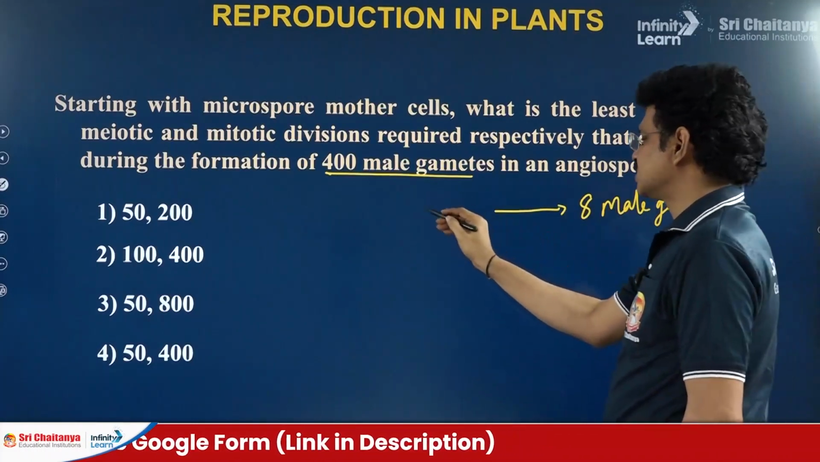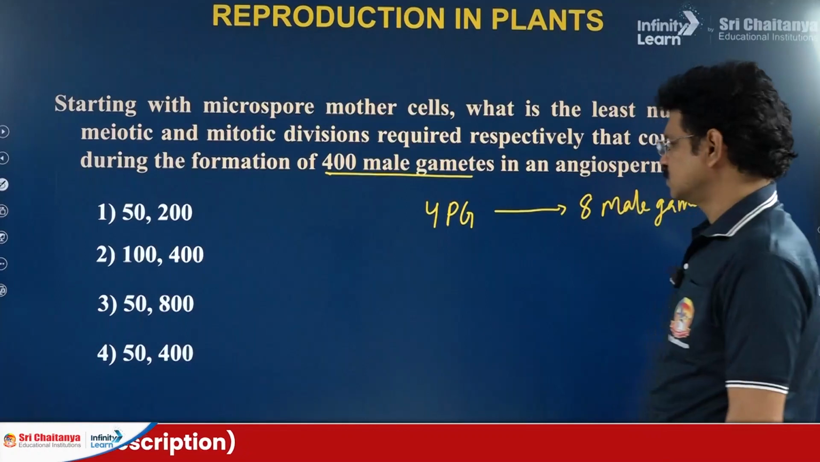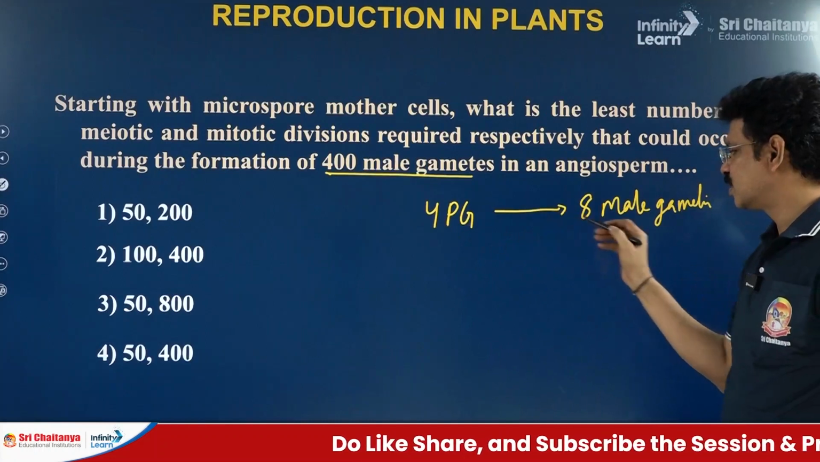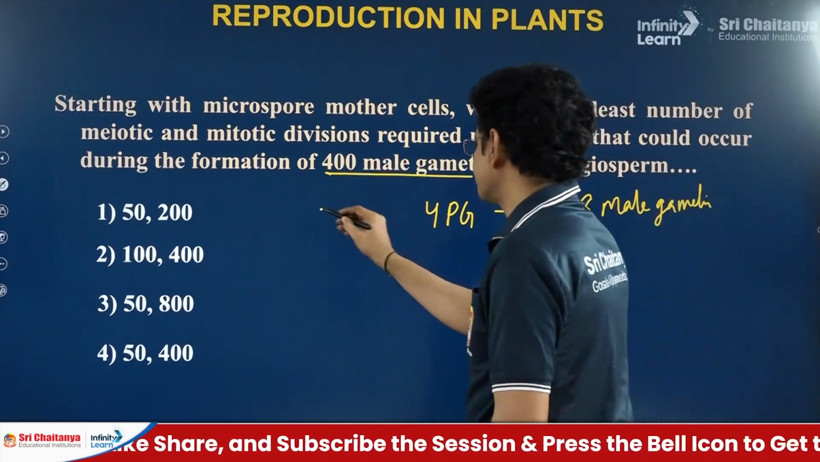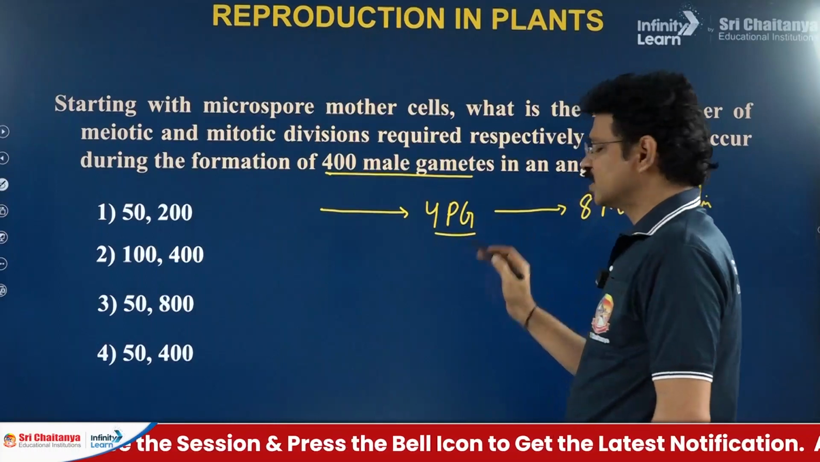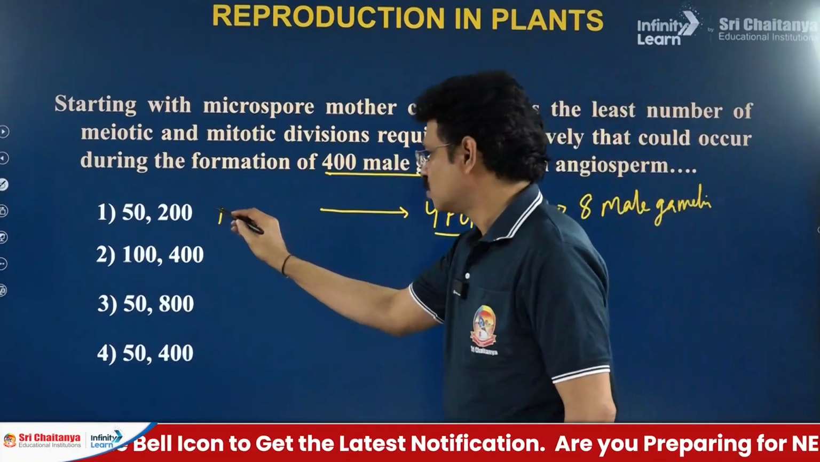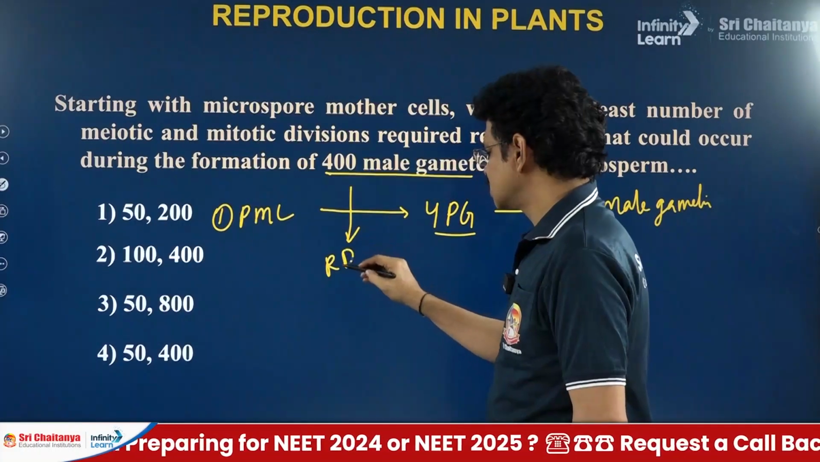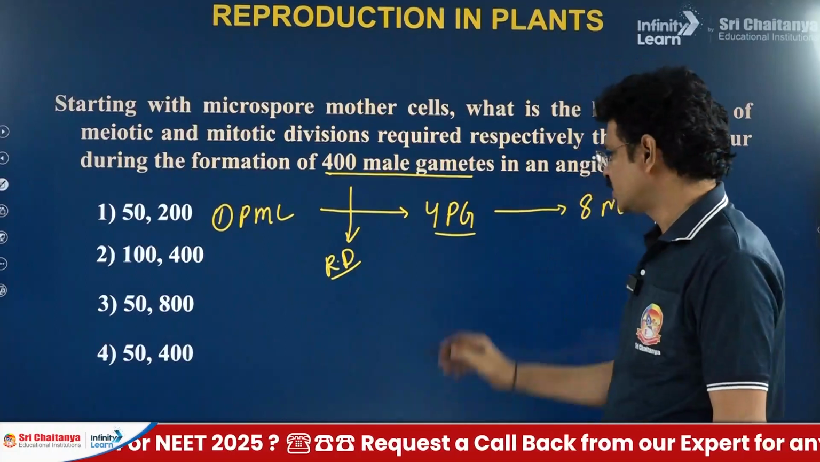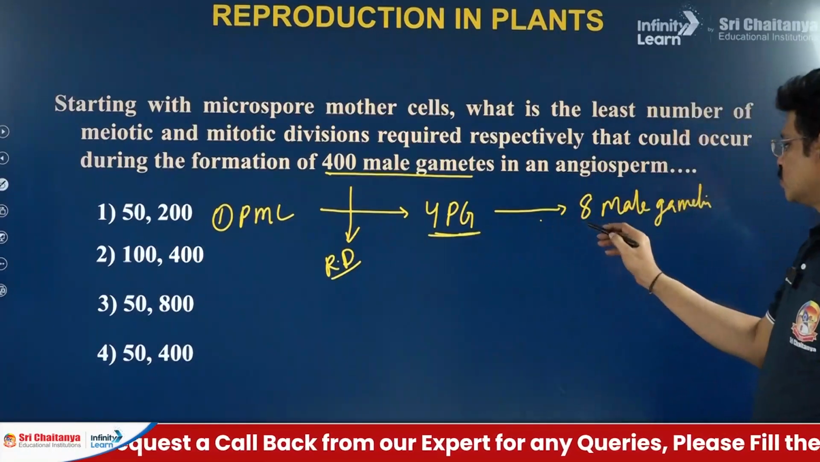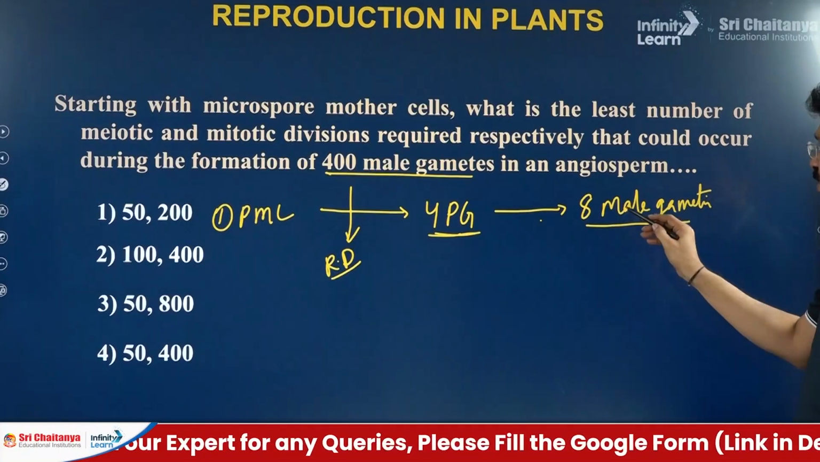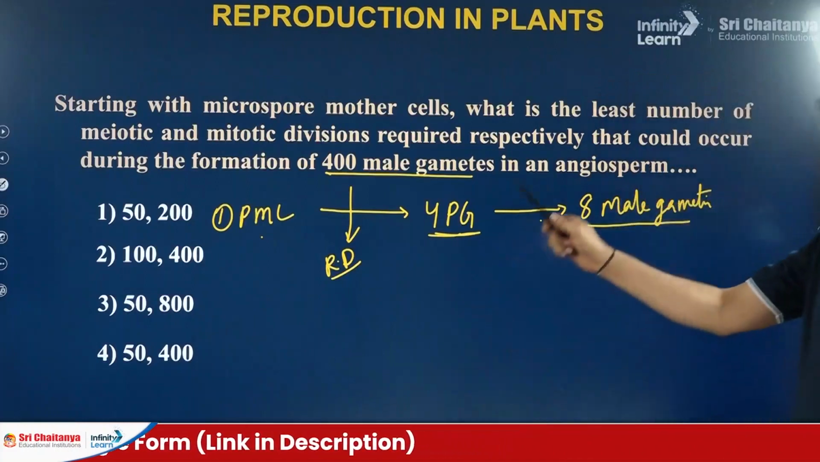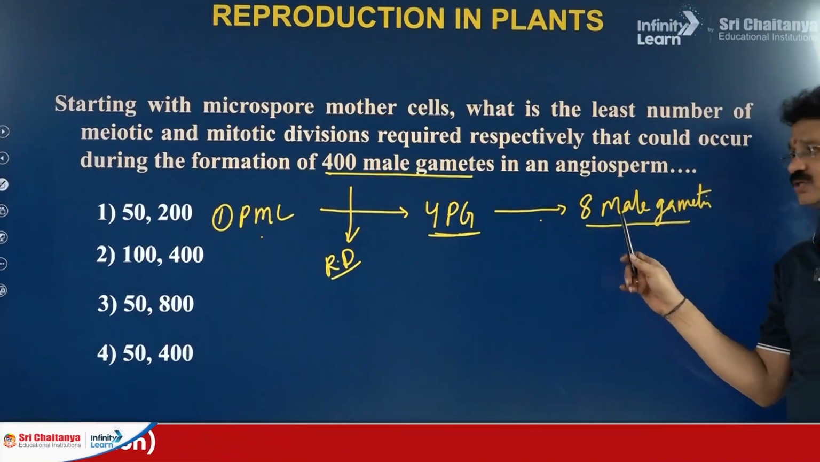How many pollen grains are needed? 4. Each pollen can yield 2 male gametes. 4 pollen, 4 twos are 8 male gametes. 4 pollen grains are obtained from a single mother cell. Only one pollen mother cell undergoes reductional division or meiotic cell division to yield 4 pollen grains. 4 into 2, 8 male gametes. So, the total number of male gametes obtained from one pollen mother cell is 8. The ratio of pollen mother cells to the number of male gametes is 1:8.